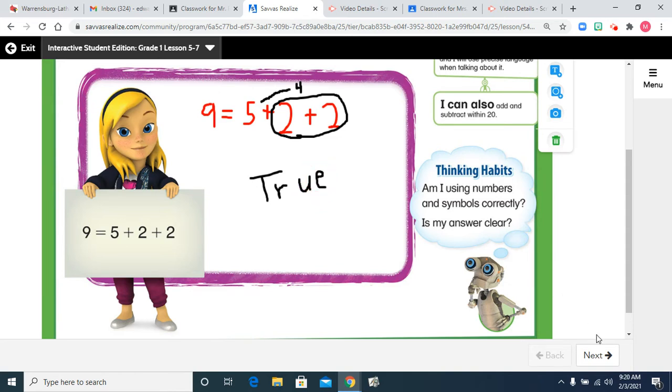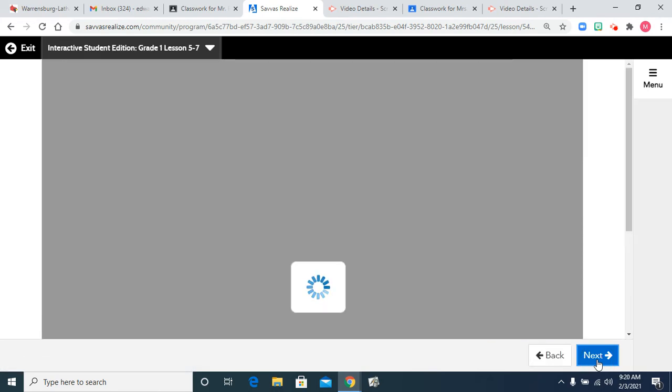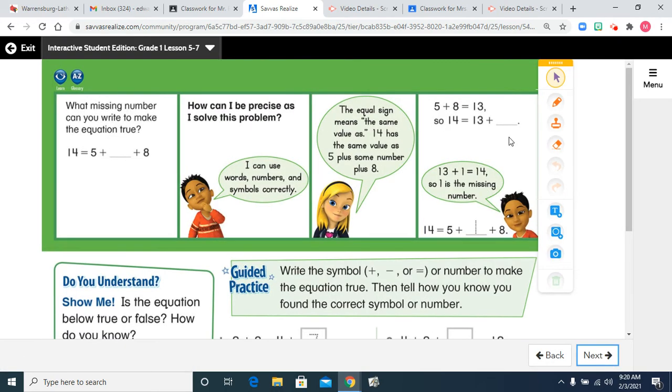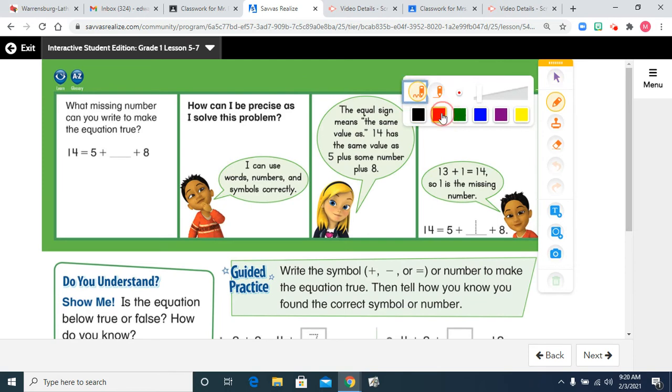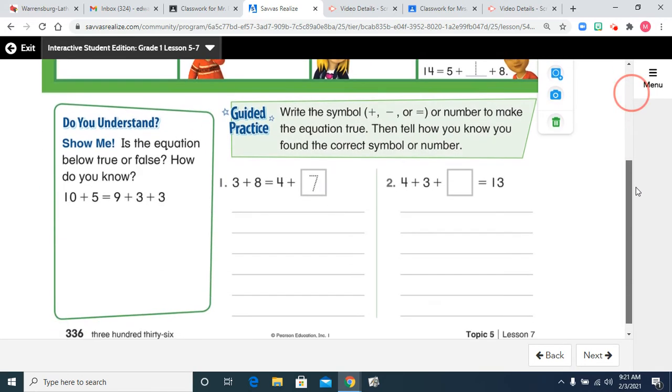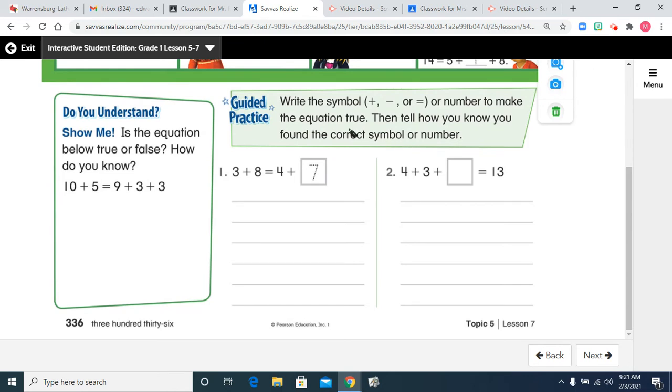Okay? All right, if you're done with that, please turn to the next page. Okay, on this page at the top are the kids from the video, and they're just showing you how to fill in the missing number, and they explain it to you. Okay? All right, let's read the directions, and we'll figure out what we have to do here. It says write the symbol plus, minus, or equal, or number to make the equation true. Then tell how you know to find the correct symbol or number.